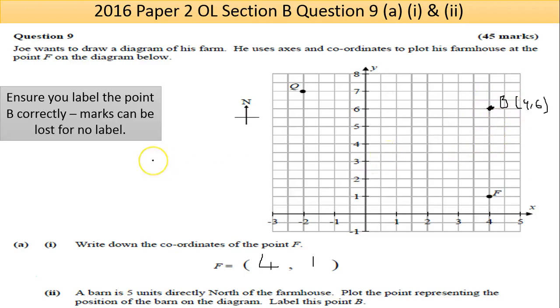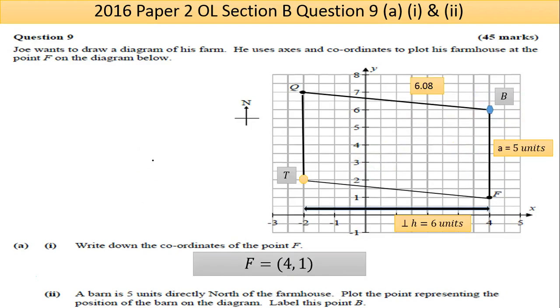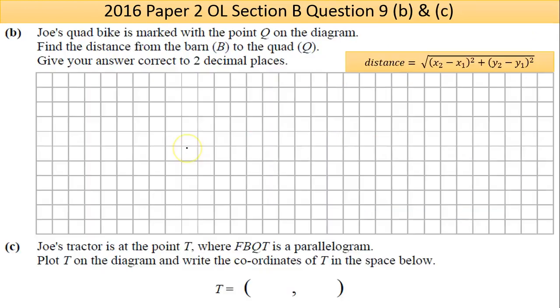So move on to part B. Now that's the answer, sorry, the answer to part A. I've B plotted now just for this. The way you would end up seeing this diagram, the next few parts are on this diagram as well. So go on to question B.